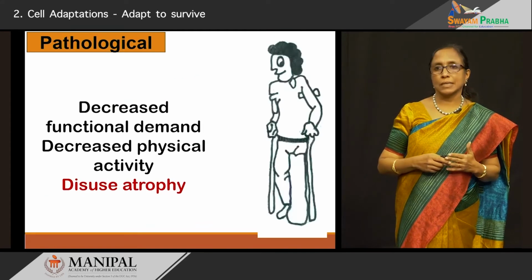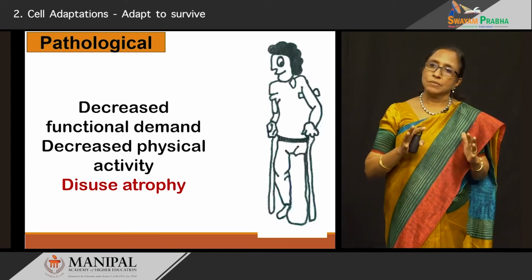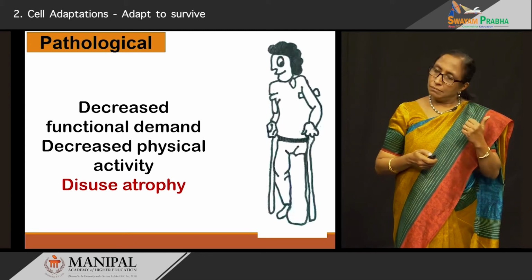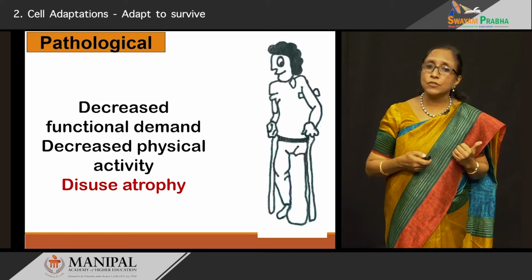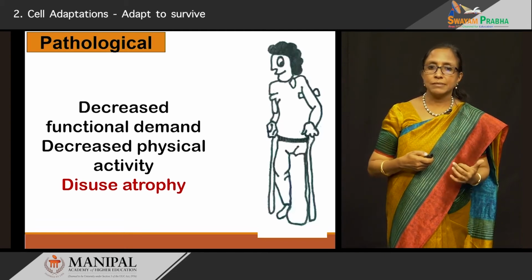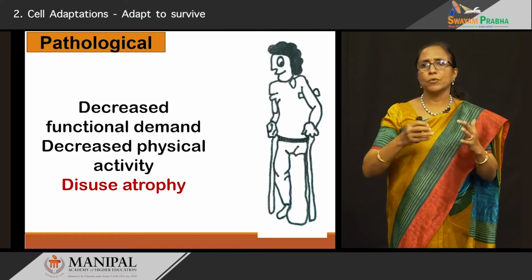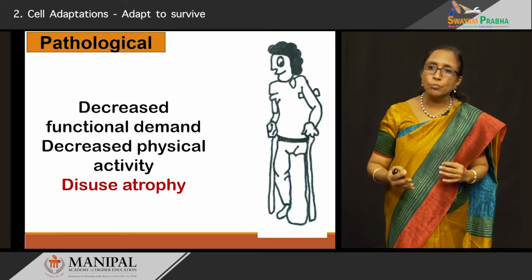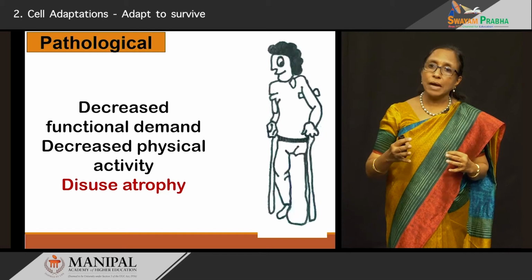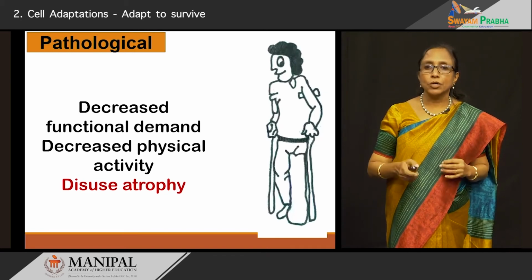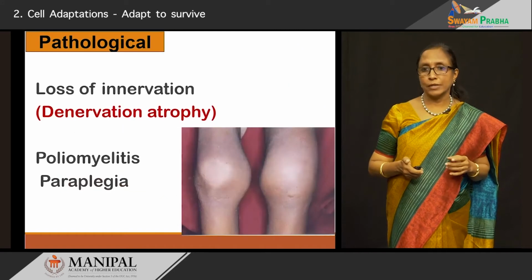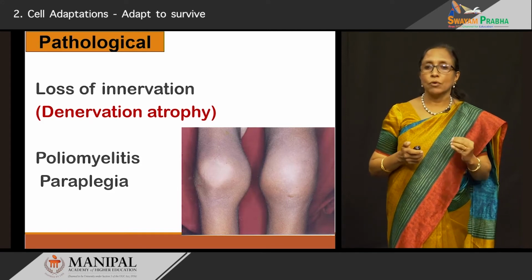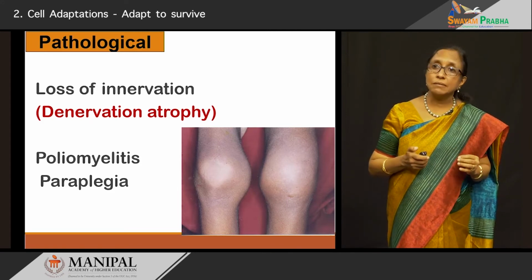Now, to look at pathological conditions, we can divide atrophy into 6 pathological conditions. One is called disuse atrophy, because of the functional demand that is decreased physical activity. I am sure there would be some of you at least who have had an accident. Your limb is immobilized in a cast, the muscles do not move for weeks or months altogether. When the muscles are in disuse, they undergo atrophy. So that is called disuse atrophy. Another one is when there is loss of the nervous system or the innervation supplying the muscles, that is called denervation atrophy.